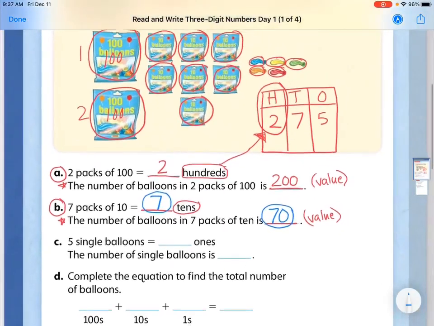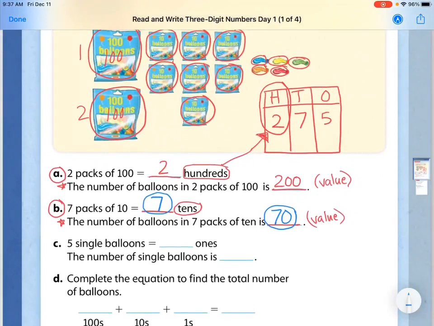Let's move on to C, and you're going to do C all by yourself as well. C wants to know if you have 5 single balloons, how many ones would that be? And the number of single balloons is blank. And of course, that's our value. Go ahead and pause the video and complete C.